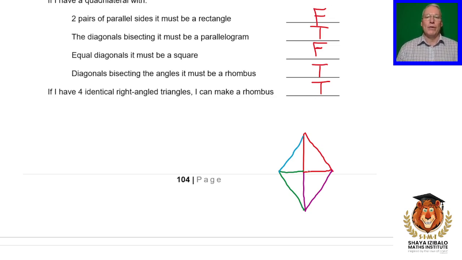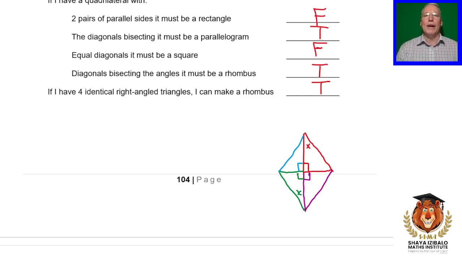What we get now, these are right-angled triangles. So we've got a right angle here, a right angle here, a right angle here, and a right angle here. But remember that these triangles are identical. So, for example, this angle here will actually equal this angle over here. And because those angles are equal, these lines must be parallel because those are alternate angles.